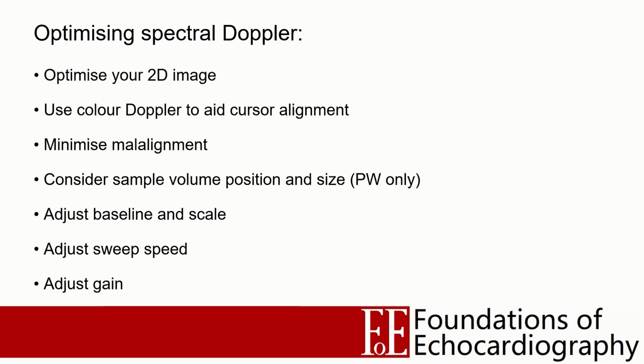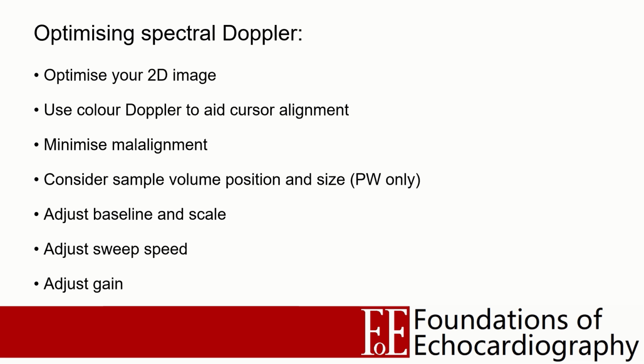So the first step is a constant throughout all of echocardiography, and that is try to achieve the best possible 2D image. In part, this will help you ensure correct cursor placement, but also if you have a clear 2D image with minimal artifact, then you're going to produce a clearer spectral Doppler graph. The reflected ultrasound that is used to produce a 2D image is the same reflected ultrasound that will provide you Doppler information, so anything that hampers your 2D image will also hamper your Doppler.